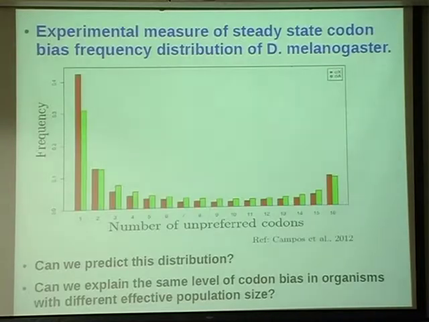More specifically, we want to measure the number of deleterious mutations at this equilibrium. Such measures are done in problems like codon bias, where we are interested in knowing the number of unpreferred codons in the population. So they observe such kinds of distributions in experiments. So the question I'm interested in is, can we predict such a distribution using a mathematical model? Or can we say something about the average number of unpreferred codons, how it depends on other population genetic parameters?